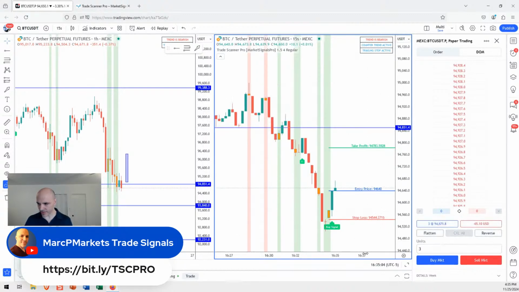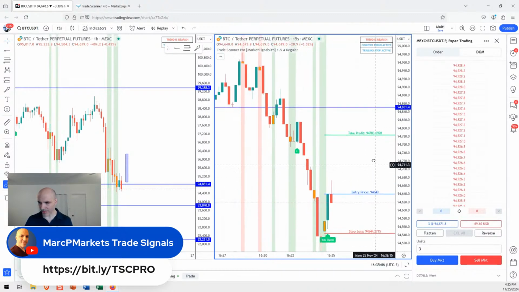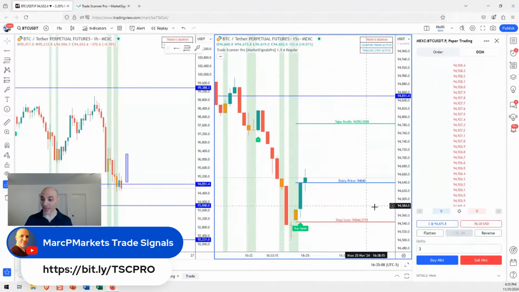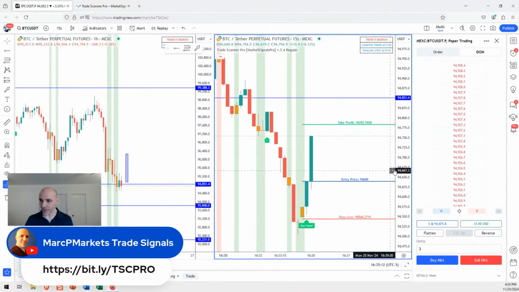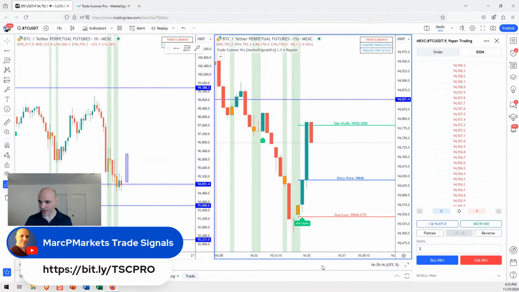Okay. Hopefully it goes my way this time. Maybe not. That's why I like to wait a second or two to see if the next candle just turns red automatically, because it's a 15-second chart. Oh, man. That thing went vertical.